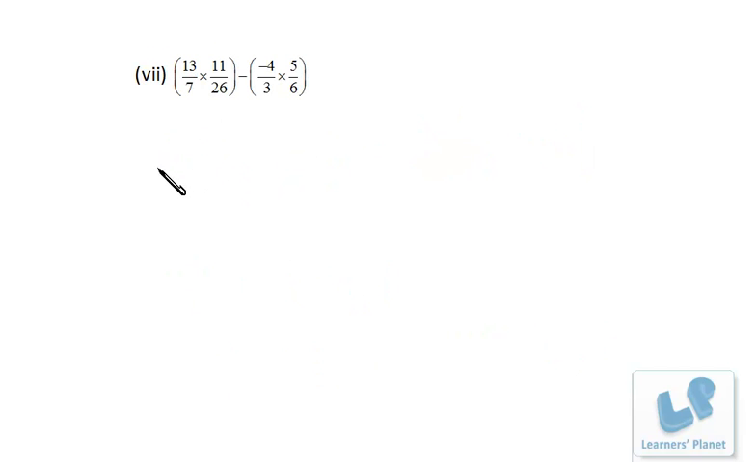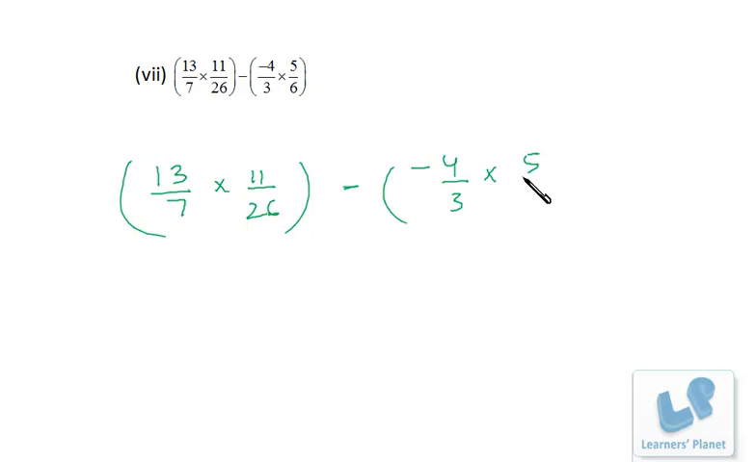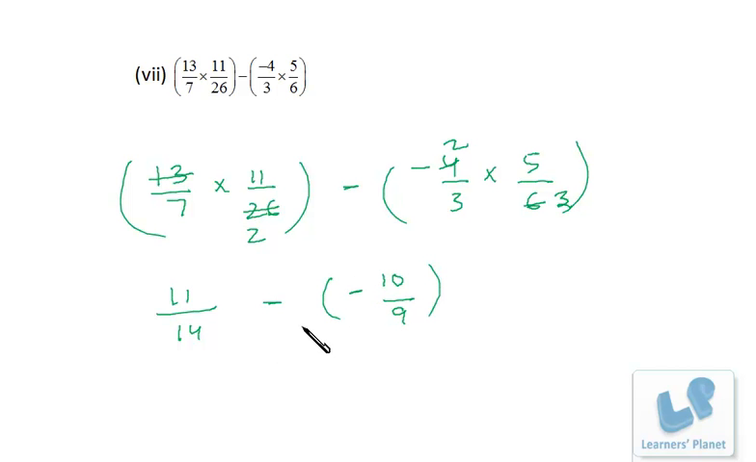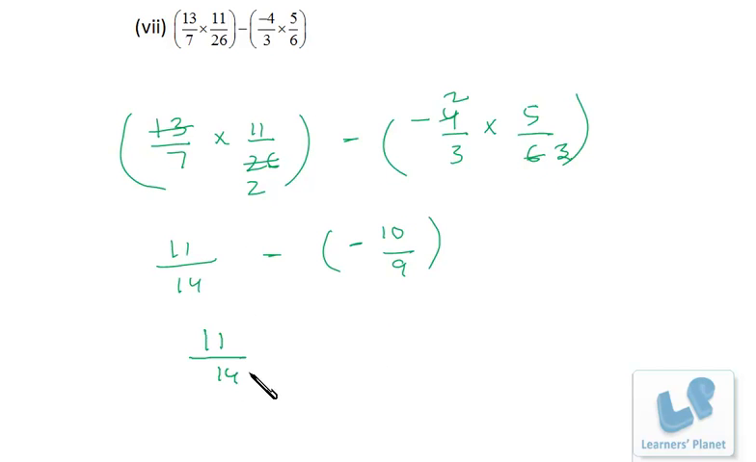Similarly, I have this over here. It's 13 by 7 into 11 by 26 minus 4 by 3 into 5 by 6. Now 13 into 2 is 26. Now we have 11 by 7 into 2, which is 14. Between 4 and 6, 2 is the common factor. 2 2s are 4 and 2 3s are 6. Now this is 2 into 5, 10, and 3 into 3, 9, and we have one minus sign over here. Now it's 11 by 14. Minus into minus will be plus 10 by 9.